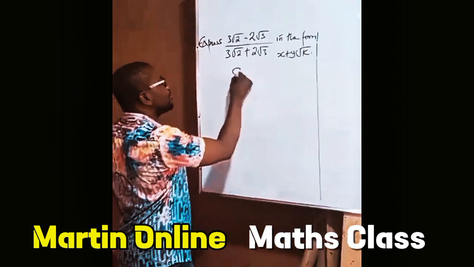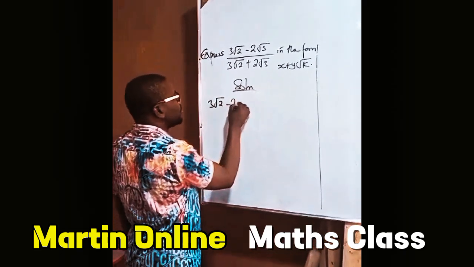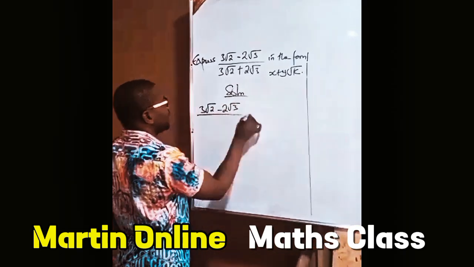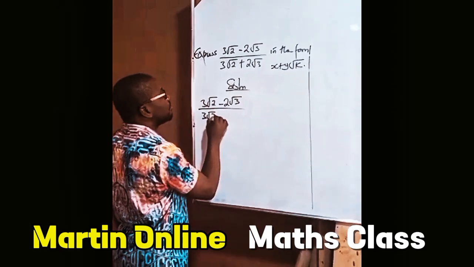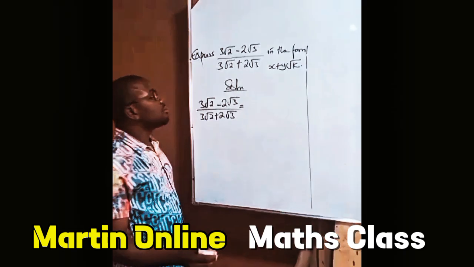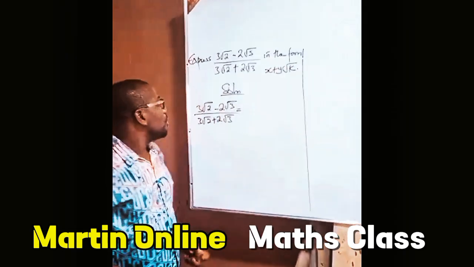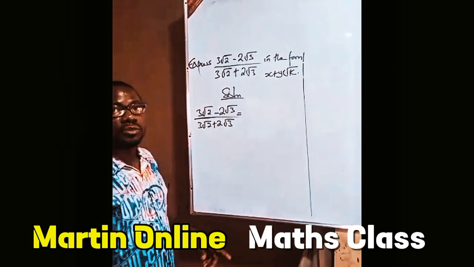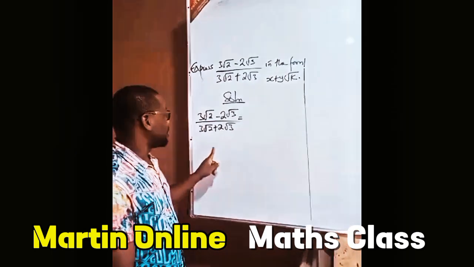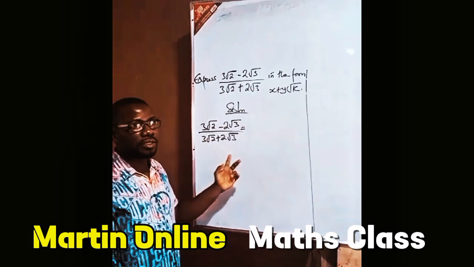Solution now. We are given (3√2 − 2√3) over (3√2 + 2√3). We want to express this in the form x + y√k. What we want to do here is to rationalize this surd. But here we have a binomial surd in the denominator.